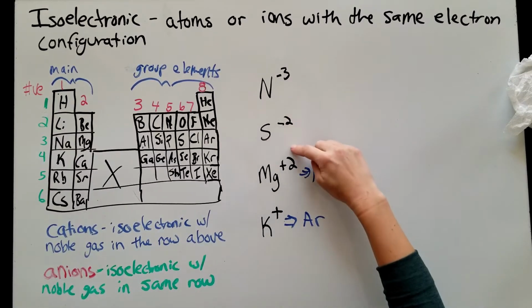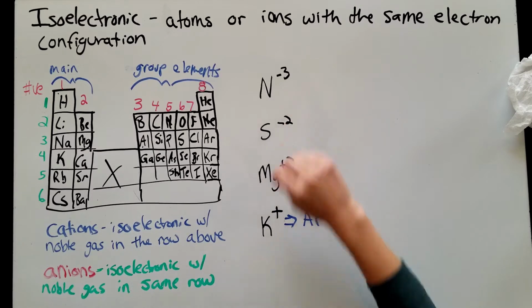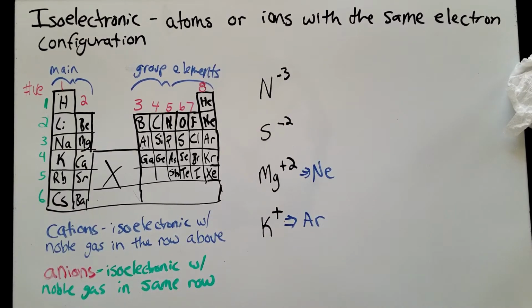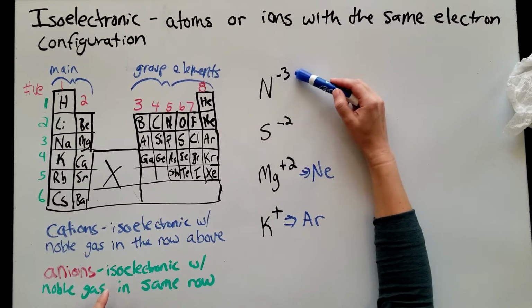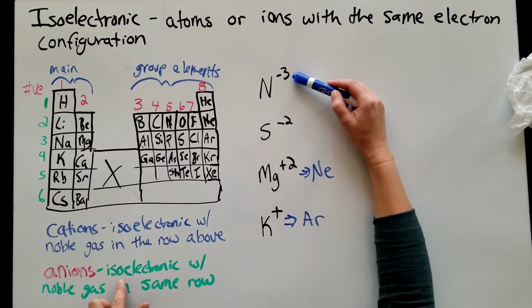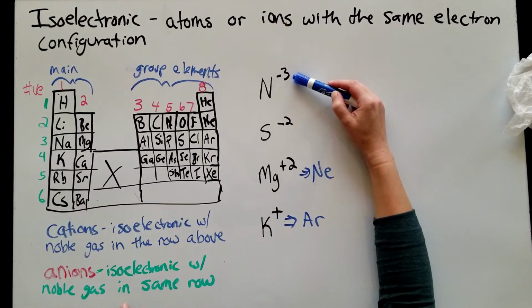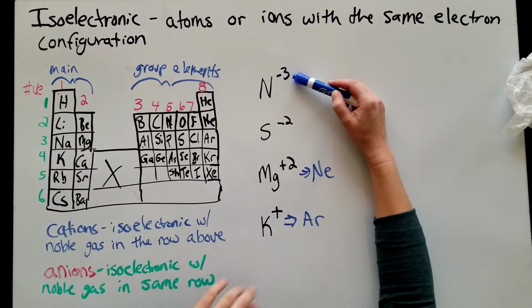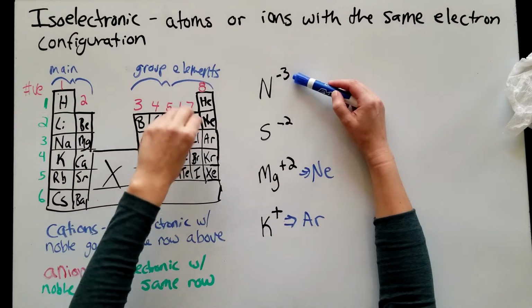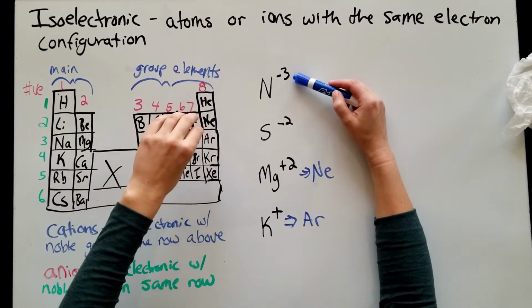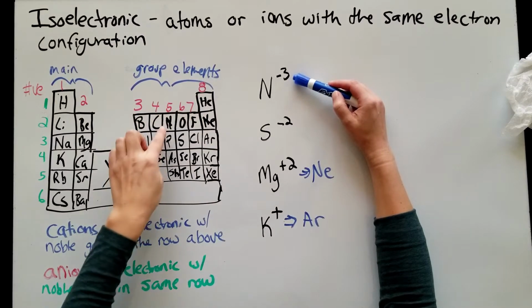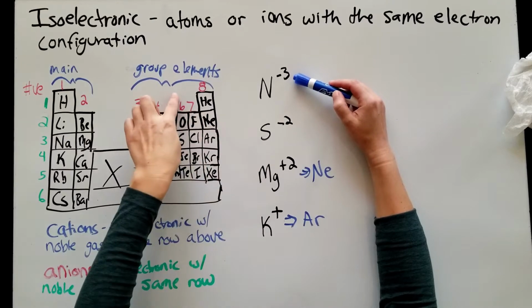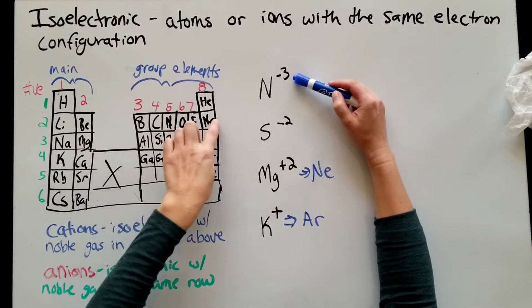Now let's try the anions. What noble gases are the anions isoelectronic with? Nitrogen, since it's got a -3 charge, is an anion, a negative ion, so it's isoelectronic with the noble gas in the same row. The anions, in this course anyway, are always going to be the nonmetals, these guys right here. They're going to be isoelectronic with the noble gas in the same row. So you're not looking at the row above anymore. That's only cations. You're just looking in the same row.